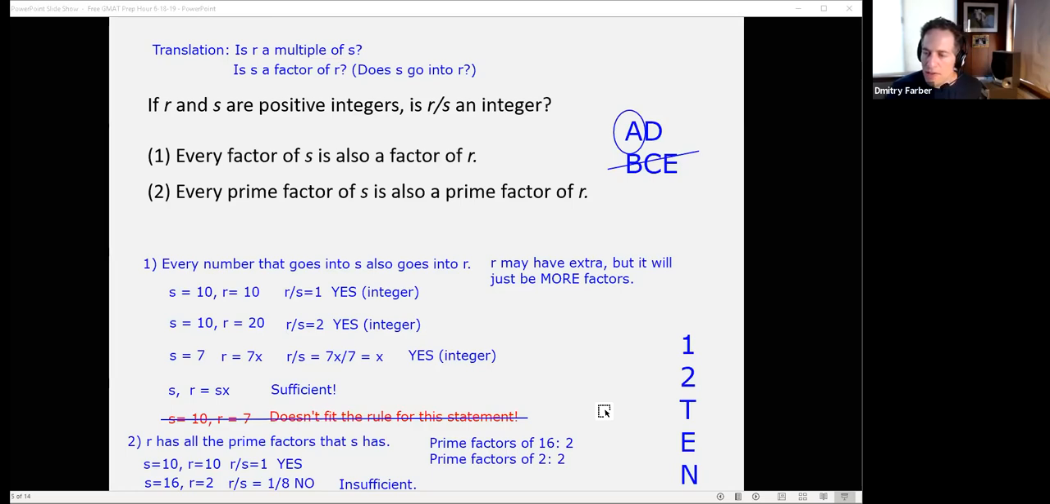Tyler, the answer is every factor of S is also a factor of R. Yeah, well, in other words, statement 1 is sufficient. That's why we pick A. Statement 1 is sufficient. Statement 2 is not sufficient. They're both true, but 1 is sufficient and 2 doesn't fly, right? It doesn't answer the question for us. That makes sense?